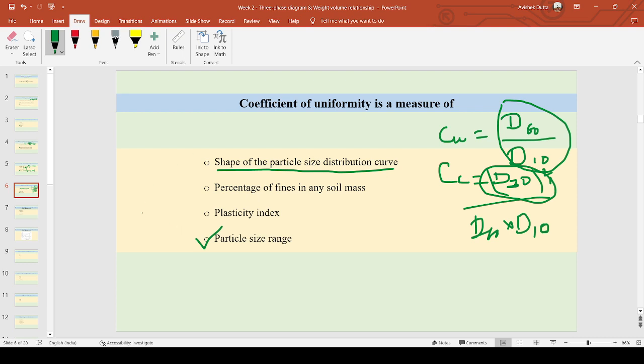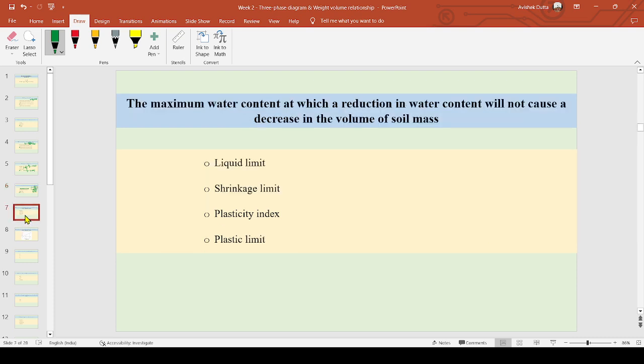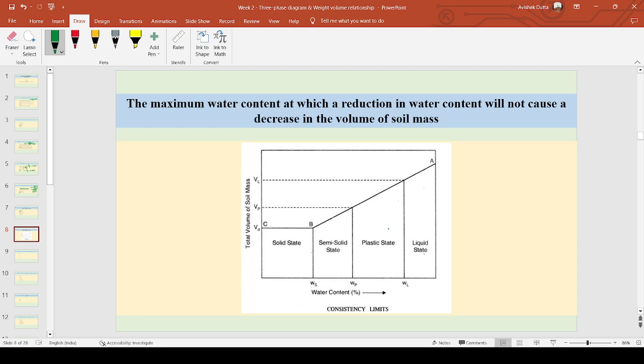Okay, next question. The maximum water content at which a reduction in water content will not cause a decrease in the volume of soil mass. What is the answer? Shrinkage limit. Yes, shrinkage limit. What is plasticity index then? The shrinkage limit minus plastic limit? No, no, no. Think. See this graph. If you remember this graph, you won't make that mistake. What is happening in this graph?